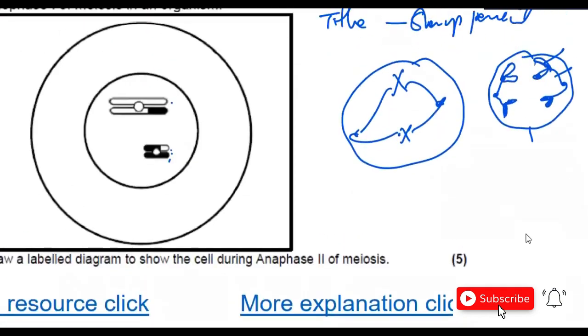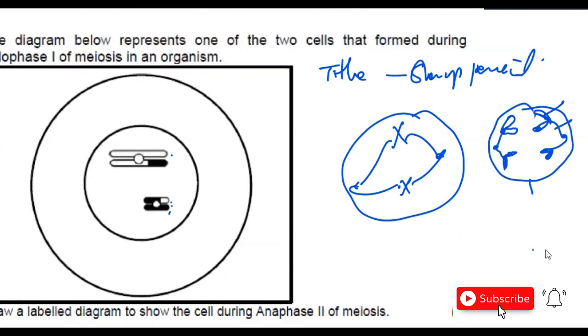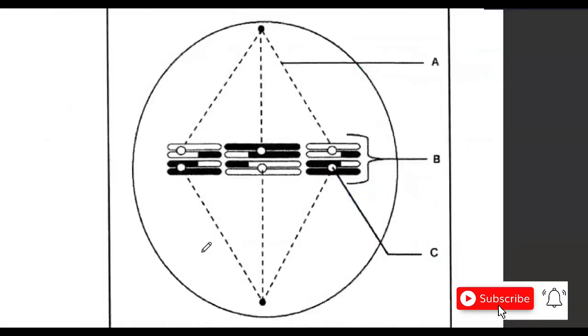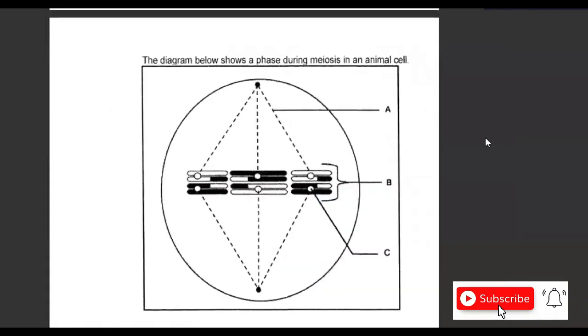So when you come, we'll maybe give you a mark for the title, a mark for the correct drawing, so maybe those are 2 marks. Then maybe 3 marks for labeling. That's why it's a labeled diagram. So meiosis is also easy. If you look at most of the questions, you'll see that we have answered those questions. Can you answer this?